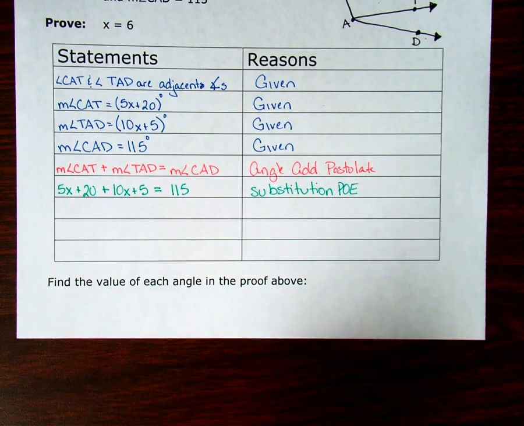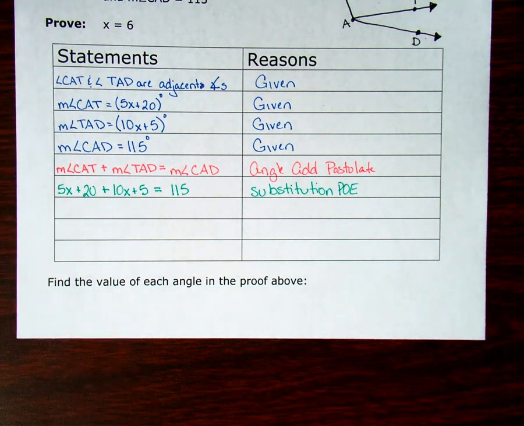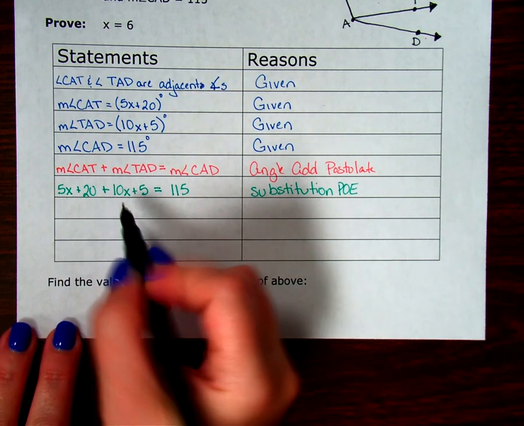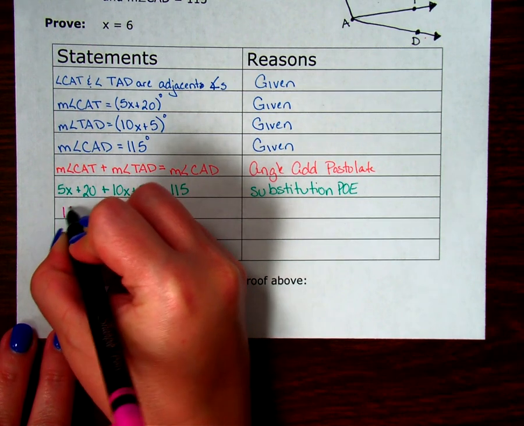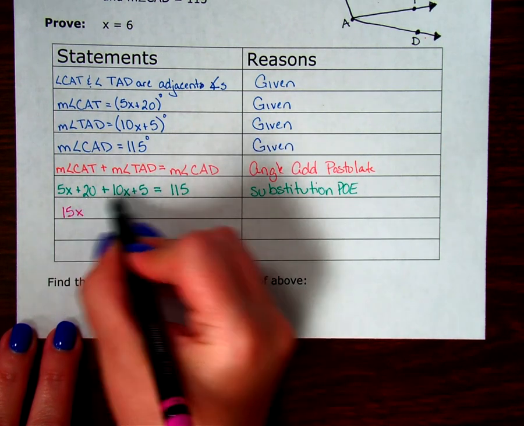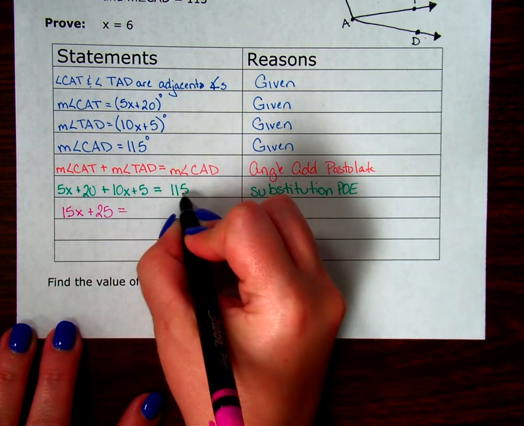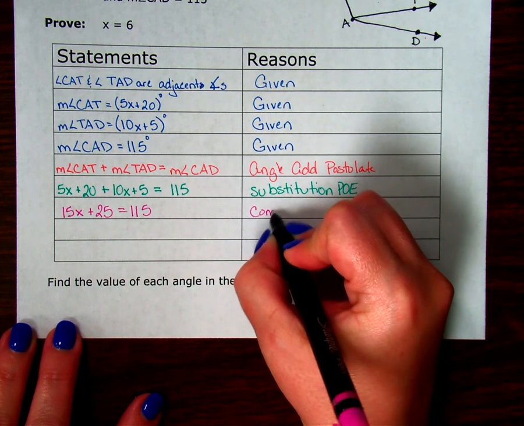Okay? All right, so then the next thing I want to do is, if I look at the left-hand side, I have some like terms that I can put together. So 5x plus 10x, that is 15x. 20 plus 5 is 25. That equals 115. And we combined like terms.